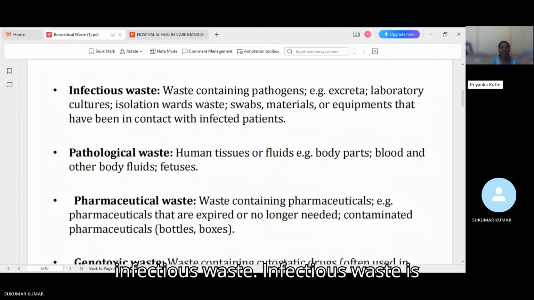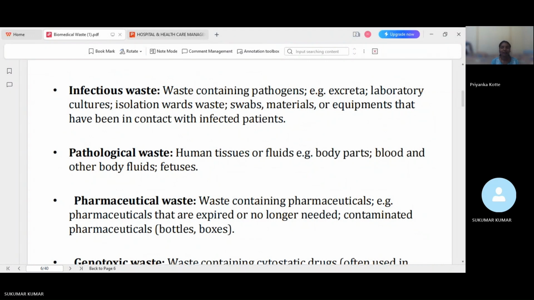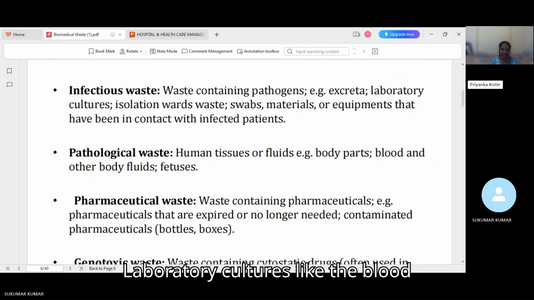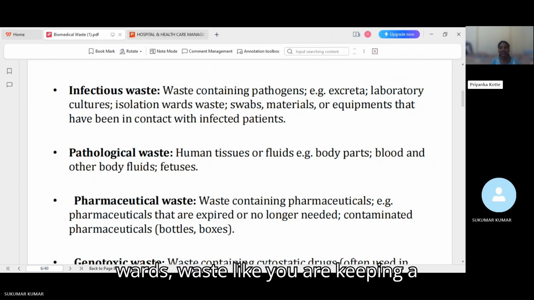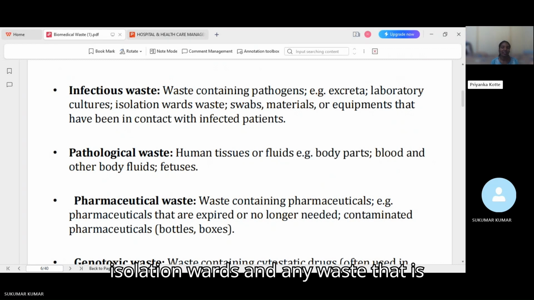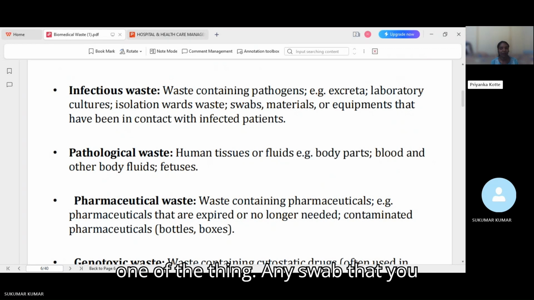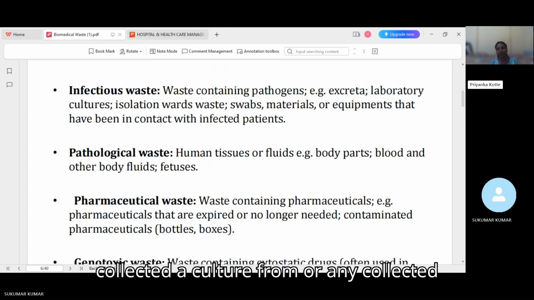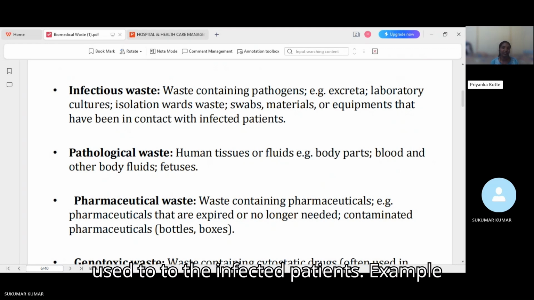Infectious waste is nothing but waste containing pathogens, which includes excreta and laboratory cultures like blood culture, and isolation ward waste. Like when you keep an infected patient in an isolation ward, any waste produced out of those wards is one of them. Any swab that you collected a culture from, or any body fluids from patients, and materials and equipment that have been used on infected patients.